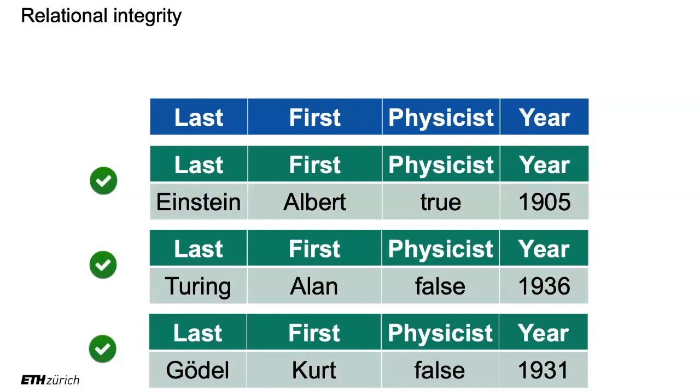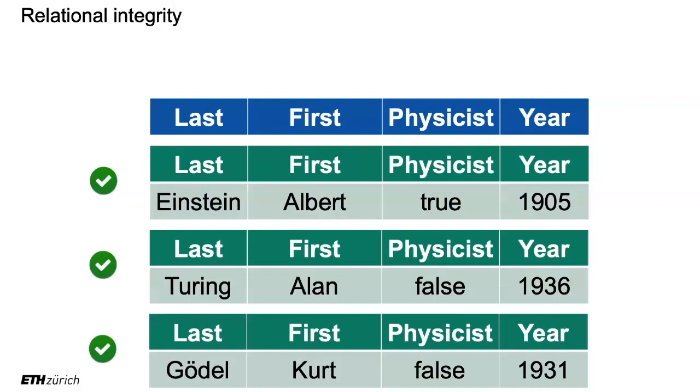And these constraints are known to you. These are the ones we covered. The first constraint is relational integrity. We can request that on top of the definition, meaning all of the maps must have exactly the same attributes, exactly the same support. So here we have every time last, first, physicist, and year.